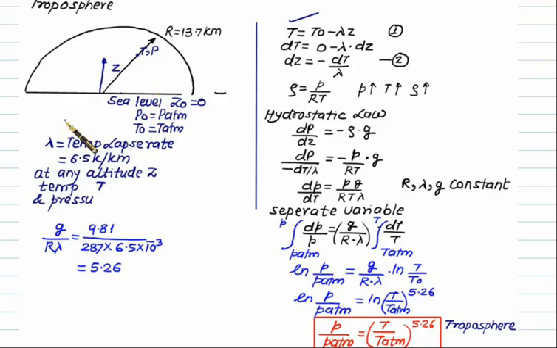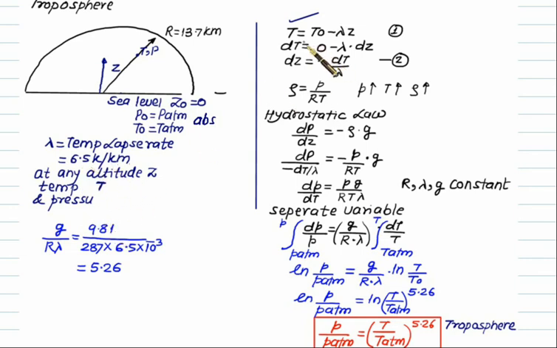So the variation can be done here. Consider a troposphere whose maximum value is 13.7. At any altitude z, we have temperature equal to T. At sea level we have Z0 equal to 0, that is height equal to 0. The corresponding pressure is P atmospheric, temperature equal to T atmospheric. Since we are using the ideal gas equation, you have to use absolute values: pressure absolute, temperature in Kelvin. Let us assume that lambda, the temperature lapse rate, remains constant at 6.5 Kelvin per kilometer.